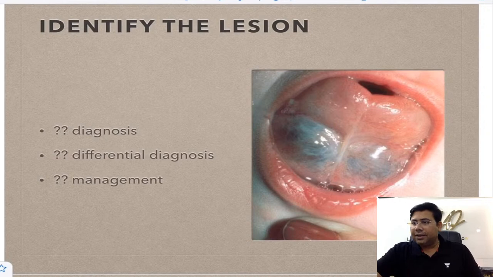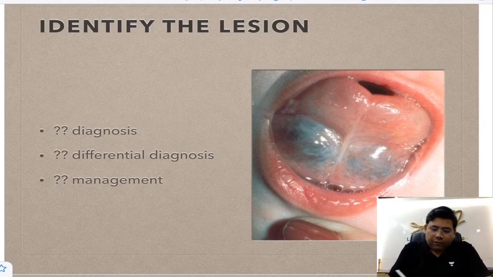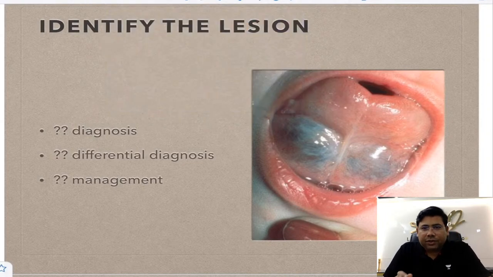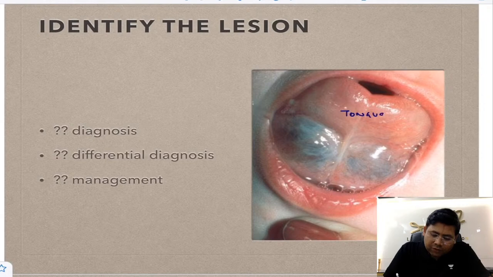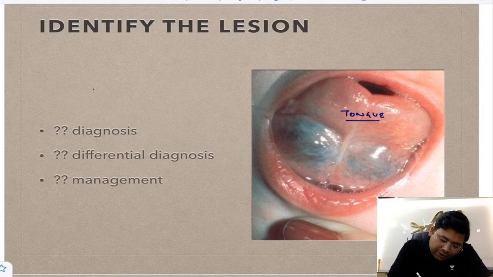So let us start with this. In front of you, you see a lesion, and this is the tongue, and on the under surface of the tongue you are seeing a lesion. So what is the answer? What is this structure? Yes, you are right. You can see a ranula basically. So this is a ranula.